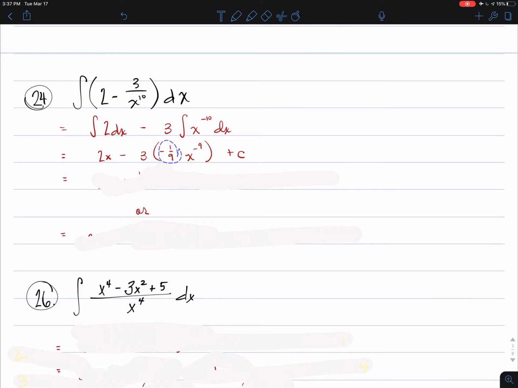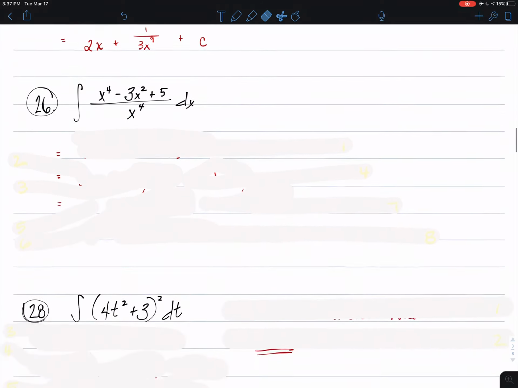Okay, so then let's clean up each of those pieces, and I'll have a 2x. 3 times 1/9 is 1/3. The two negatives make a positive, and then I still have my x to the negative 9th. Now, because I have a negative power there, I could also write that middle term as a 1 over 3x to the 9th. Either one is okay. I quite frankly do not care which of those you have. Neither is more simplified than the other.